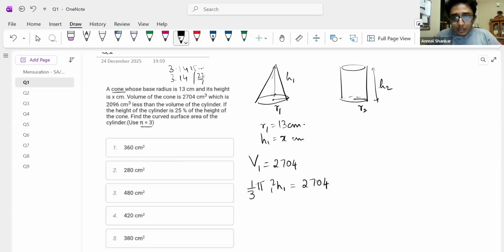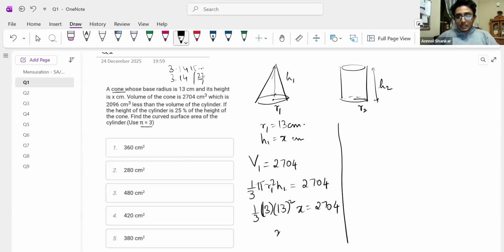So 1 by 3 pi R1 square H1 is 2704. Here 1 by 3 pi, they have given pi as 3. It's very weird, but they have given 3, so we will write the same. R1 is 13 square, H1 is x. Okay, so from this do we get the value of x? What do you get as the value of x?